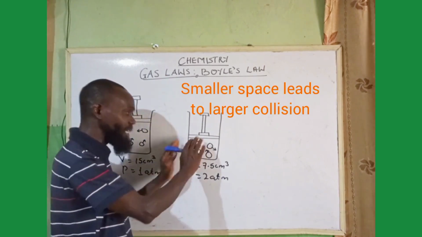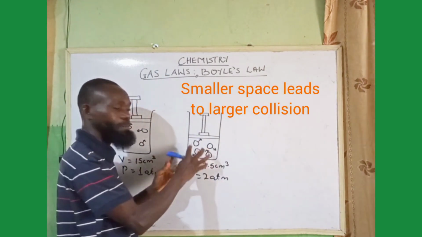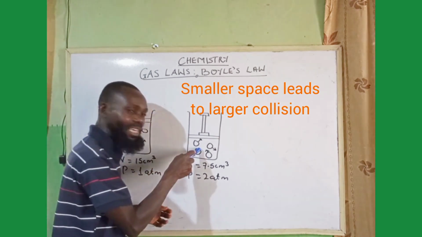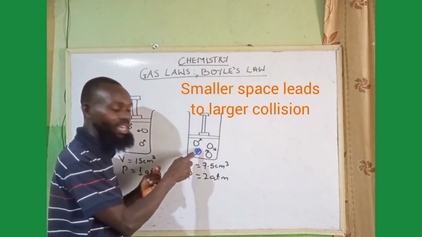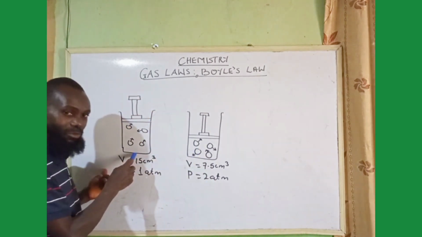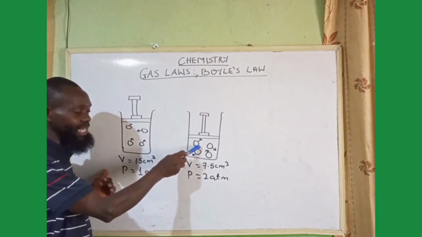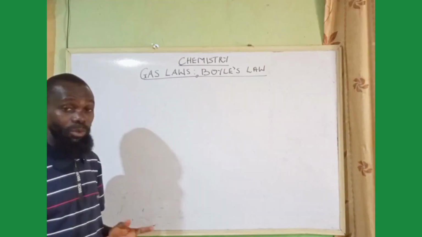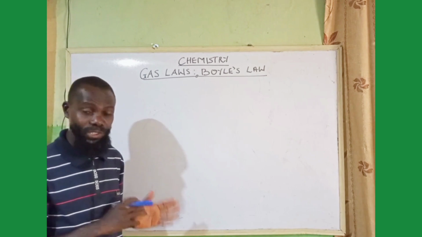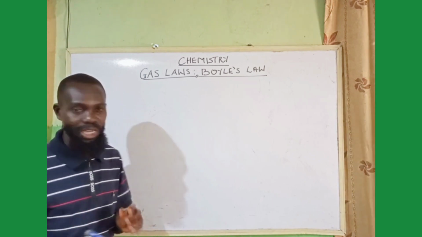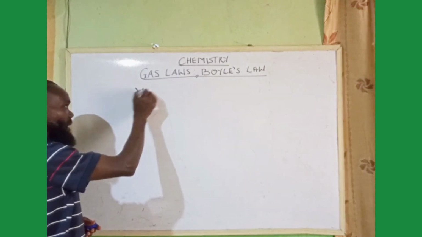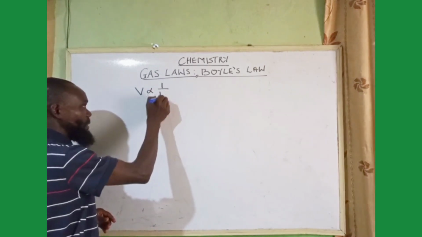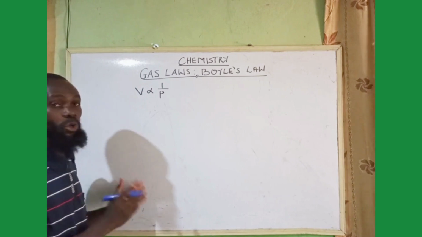Here, there is a smaller space for these gas particles to collide with one another. In that case, the collision here is very, very high compared to the first one. So the collision here is very high, and definitely the pressure is also high. Now, according to Boyle's law, which states that the volume of a given mass of gas is inversely proportional to its pressure, when we say inverse, it means 1 over P. That's inversely proportional to its pressure.